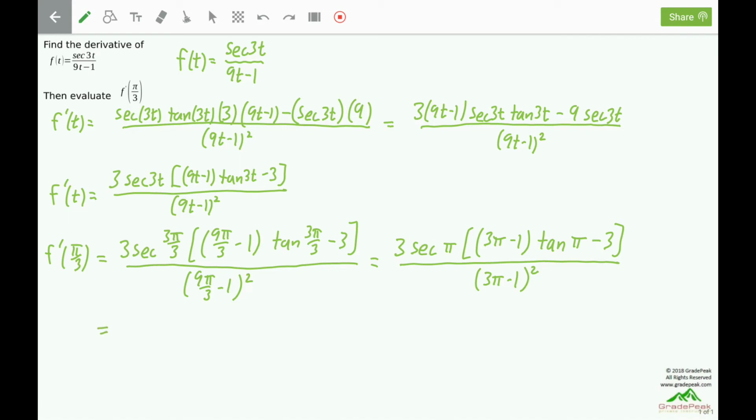Now we're going to evaluate the trig functions. The secant of pi is 1 over the cosine of pi. The cosine of pi is negative 1, so we will have 1 over negative 1. We have this times 3 pi minus 1 times the tangent of pi. The tangent of pi is the sine of pi, that's a 0 over the cosine of pi, which is a negative 1. So 0 over negative 1. And then all of that minus 3, and then the entire thing over 3 pi minus 1 quantity squared.